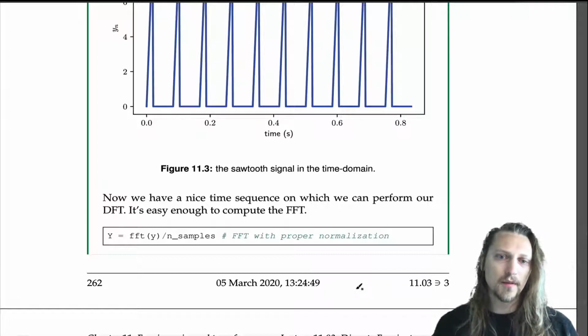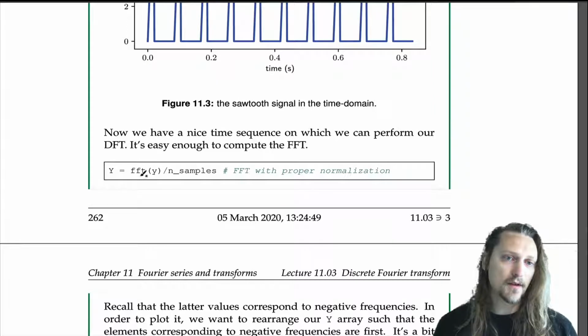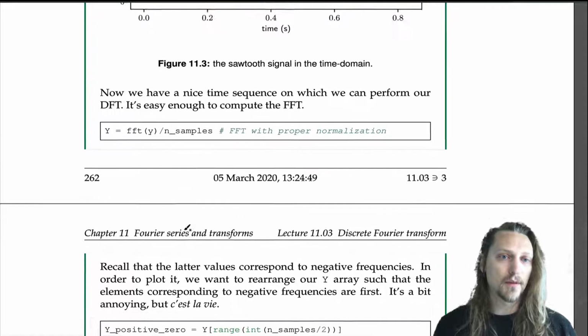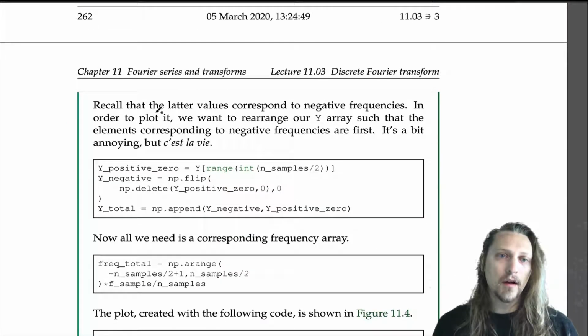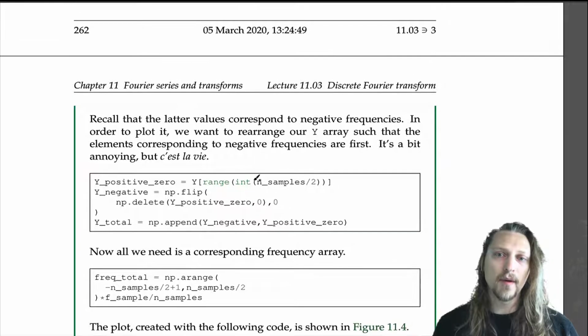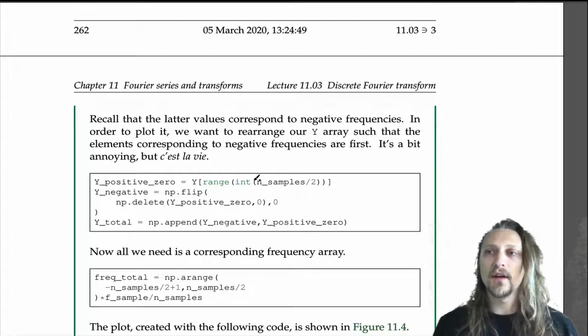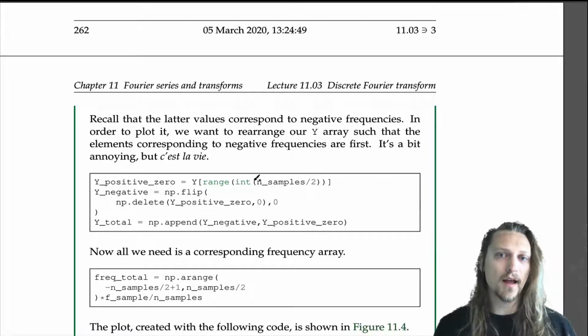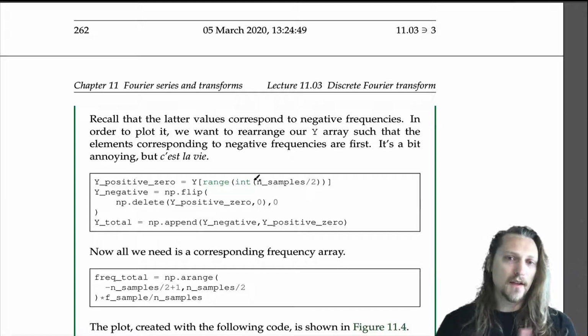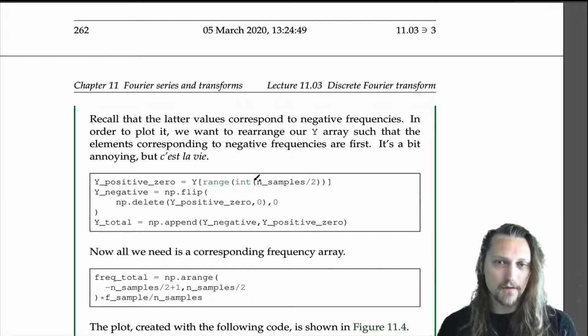It's easy enough to compute the FFT, so it's simply the FFT algorithm, and if you want the proper normalization, you have to divide that result by the number of samples. So that's what we do here. Recall that the latter values correspond to negative frequencies. Remember that the standard DFT formula gives you the zero frequency and then the positive frequencies and then the negative frequencies after that in the index.